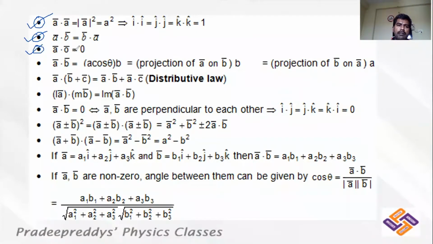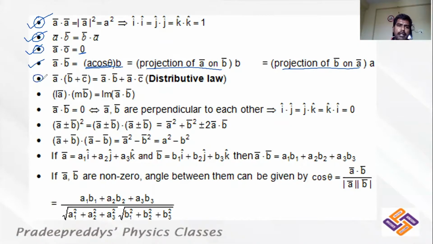Multiplying a vector with a null vector gives you 0. And a dot b is equal to a cos theta into b, or you can write it as b cos theta into a, where a cos theta is nothing but the projection of a on b, and b cos theta is nothing but the projection of b on a.